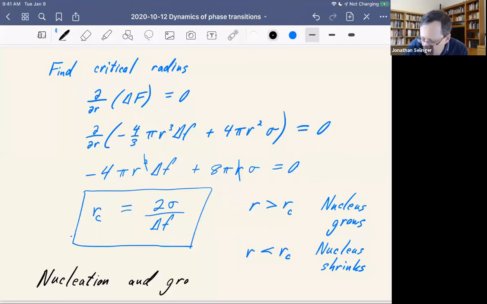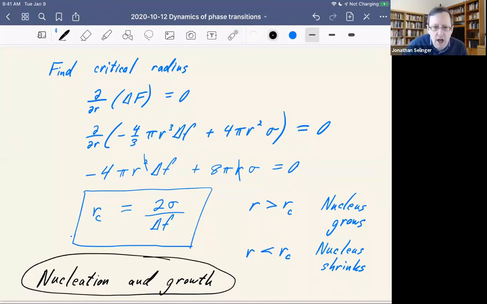And this is a very widespread process. It occurs in many different kinds of systems in material science. So it is a common mechanism for the dynamic process of a phase transition. How do you get from an old phase to a new phase?